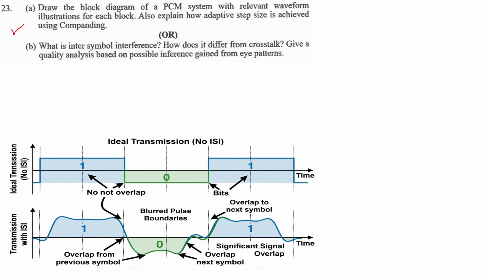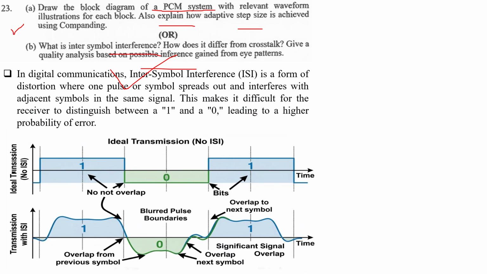Now, what is the question? The question is on PCM, pulse code modulation, and the either-or question is on interference, right? So what is the interference? Crosstalk. How does crosstalk occur, and give a quality analysis based on the interference, including the eye pattern also. So first let me see the eye pattern, right? The second question we will talk about is ISI and crosstalk.